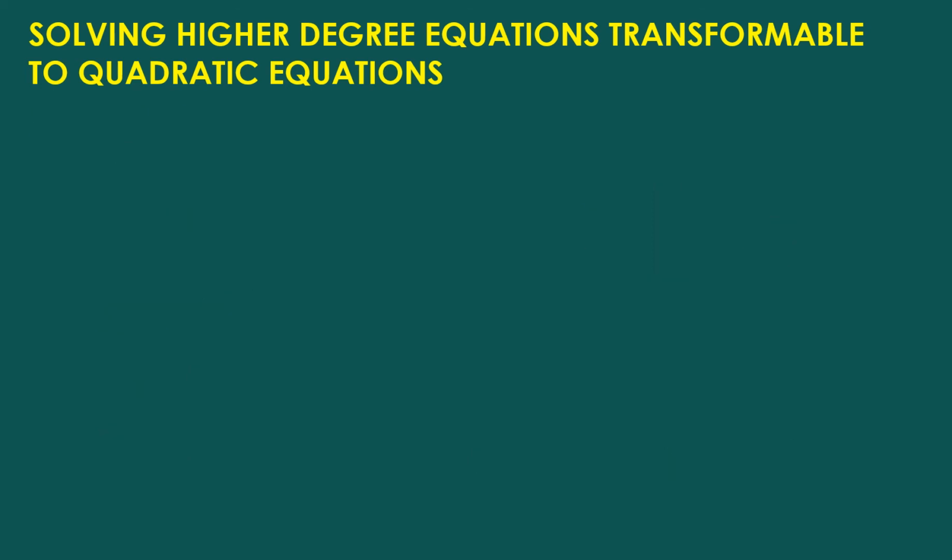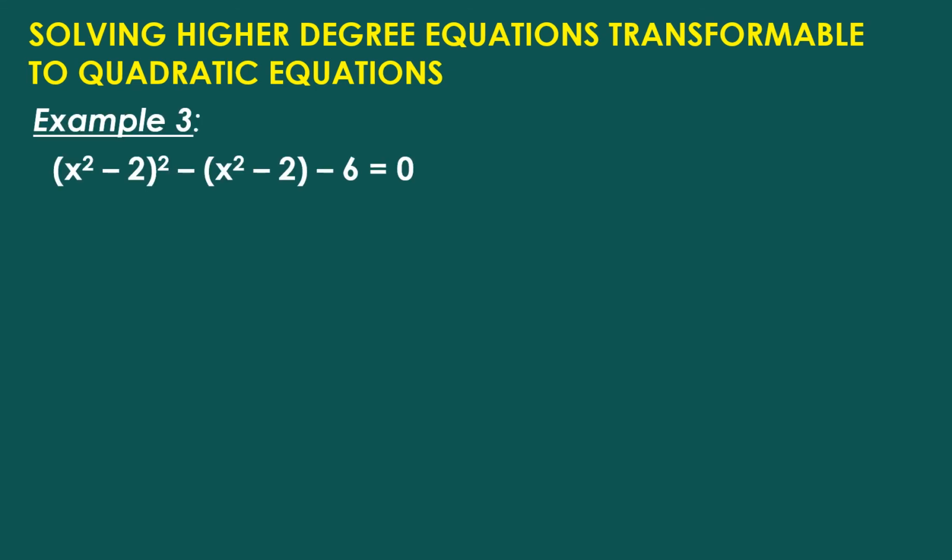Let us now have example number 3. We have the quantity x squared minus 2, squared, minus the quantity x squared minus 2, minus 6 equals 0. Some may think that this is very difficult, but actually, this is very easy. All we need to do is to look at these terms. Notice that x squared minus 2 and x squared minus 2 here are the same. That means we can let u be equal to x squared minus 2.